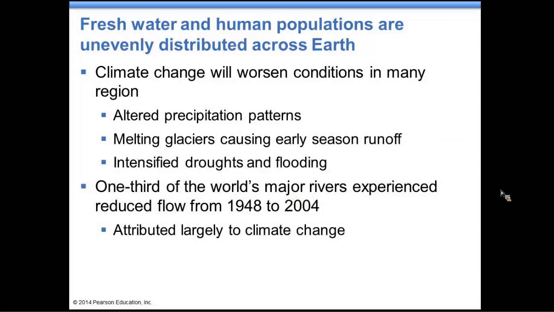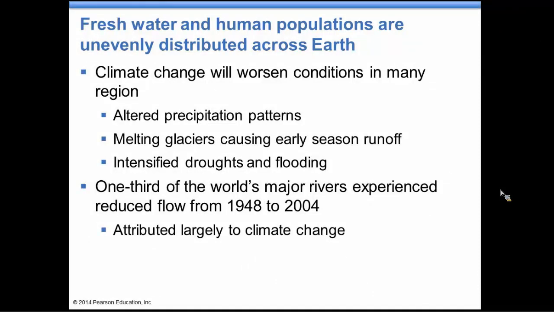Climate change will worsen conditions in many regions. Along with climate change come altered precipitation patterns. In some areas they get more water, but inevitably other areas may receive less water, and this may exacerbate a problem that's already there. If a low rainfall region's precipitation patterns change to less rainfall, they just have a bigger problem. Melting glaciers are causing early season runoff, leading to intensified droughts and flooding. And 1/3 of the world's major rivers reduced flow from 1948 to 2004, which has been attributed largely to climate change.